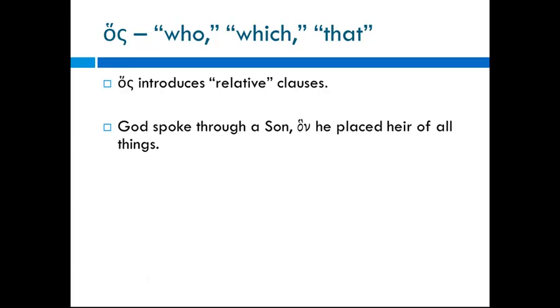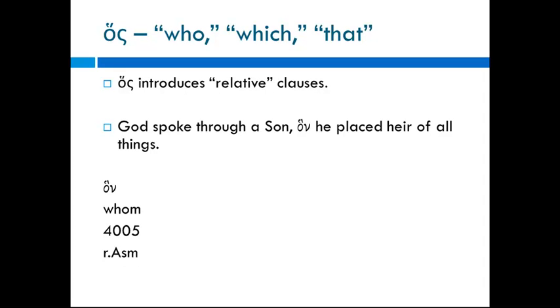Hos, relative clauses. We've already covered this previously. Hos introduces relative clauses. There are many forms of hos, as you might remember. Hos, hē, ho, and then many others. It's like a Greek ending without a word most of the time. So God spoke through a son, hon, whom he placed heir of all things. It's a relative pronoun. It's accusative, singular, masculine. The A doesn't mean anything. It's Microsoft Word auto-correcting. Okay, so relative clauses are another kind of subordinate clause.